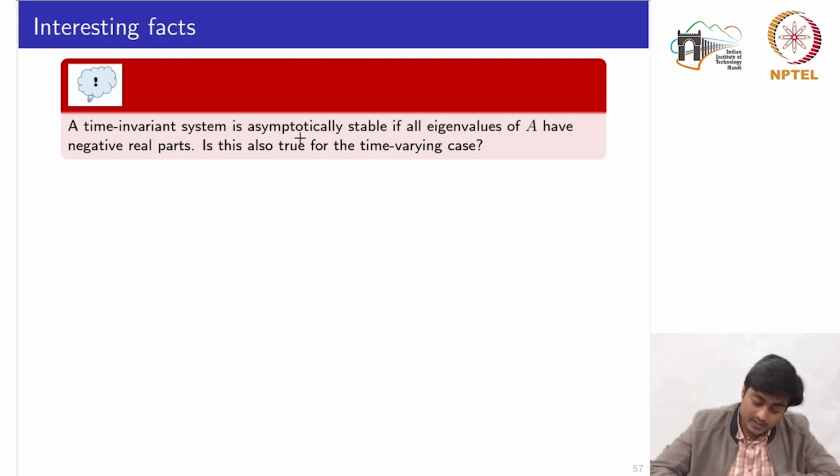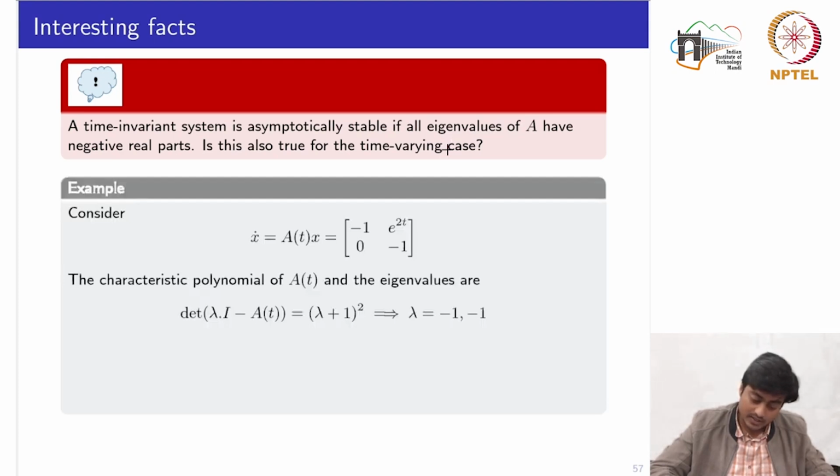So a time invariant system is asymptotically stable if all eigenvalues of A have negative real parts. This is what we have already seen. So now is this also true for the time varying case? Let's try to answer this question by considering a simple example. Let's say we have this state space system, x dot equals A of t times x, where A of t is given by this time varying matrix.